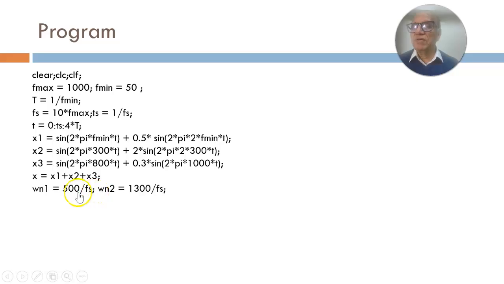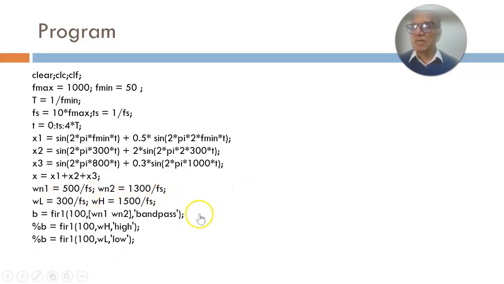So as we have already seen, for the WN1 and WN2, for the band pass filter, this is 500 by Fs and WN2 is 1300 by Fs. The cutoff frequency for the low pass filter we have already studied is 300 by Fs, and the cutoff frequency for the high pass filter is 1500 divided by Fs. So it is obvious that at one time we are going to use only one filter. So we will be using either this combination or this cutoff or this cutoff.